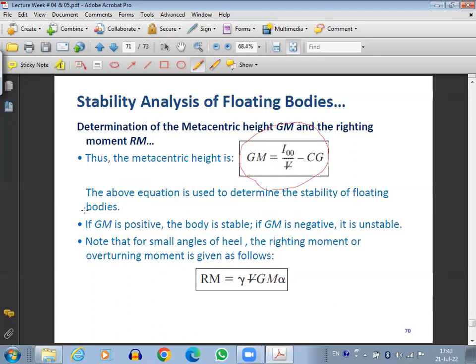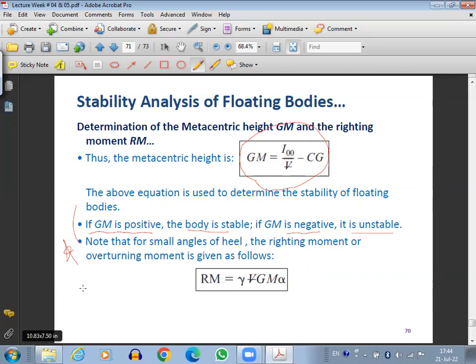Now for the submerged objects, if GM is positive, the body is stable. If GM is negative, the body is unstable. And if GM is 0, the body is neutrally stable. Okay, so this thing, memorize it for short questions.